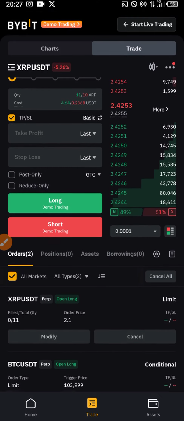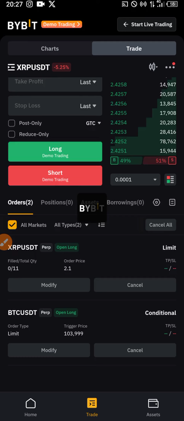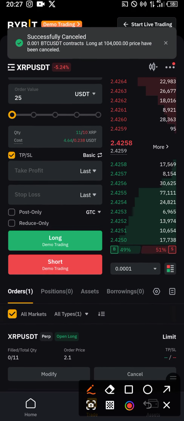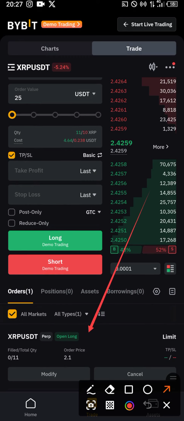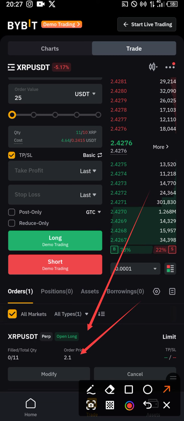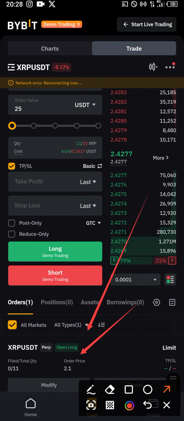Now, this order is still in the order book, it has not been filled yet. Why? Because price has not reached 2.1. Until XRP reaches 2.1, that's the only time the order will be filled. You understand? So if eventually this order gets filled, it gets filled using a limit order.